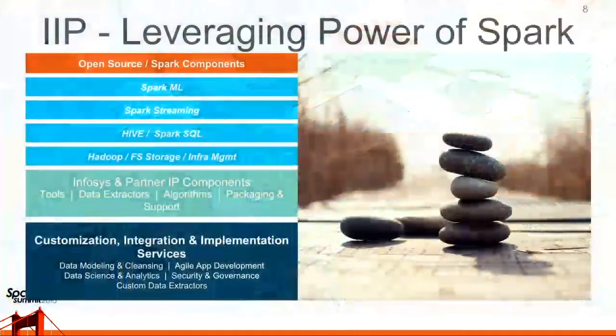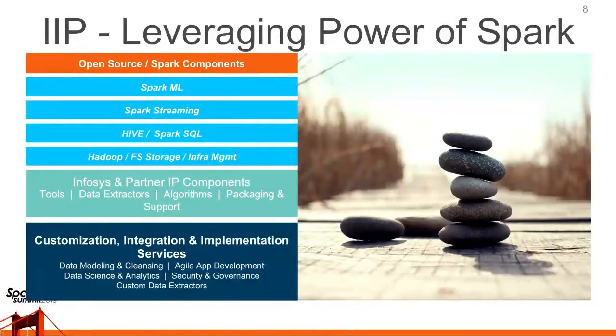I'm going to skip to the next slide. So what we did is Infosys built a solution called Infosys Information Platform. We have Spark as one of our main computation engines, which does all the in-memory computing. We make use of Spark streaming and MLlib for our machine learning. We also make use of Hive and Spark SQL. We have HDFS as the data store.